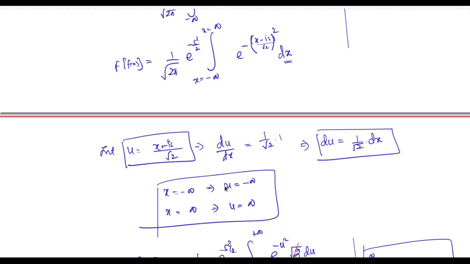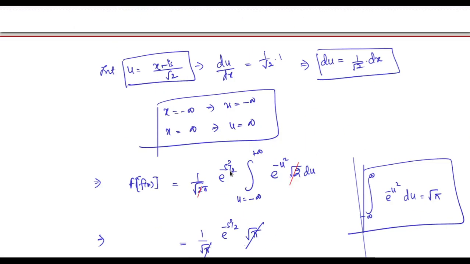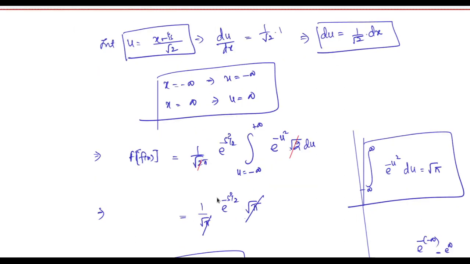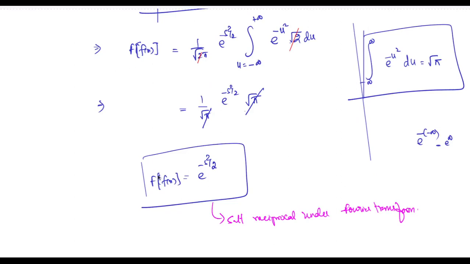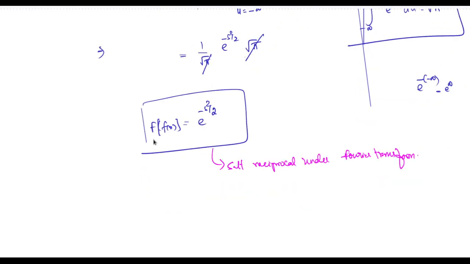We'll do it slowly in the future problems. But at this stage, the substitution method was helping us to bring it down to the integral from minus infinity to plus infinity of e to the power minus u square into du, which was square root of pi. There's a proof available. You can check it from your previous classes. And therefore, the Fourier transformation of the given function was simply e to the power minus s square by 2. Okay, fine. So since the Fourier transform and the f itself are the same, nothing has changed except the variable. We call this function a self-reciprocal function under Fourier transformation.